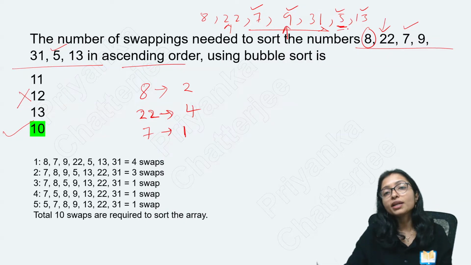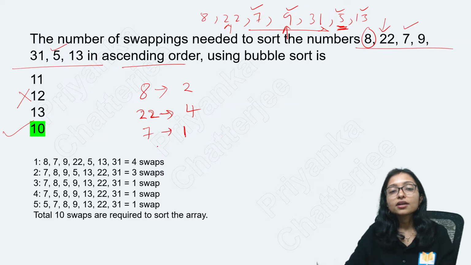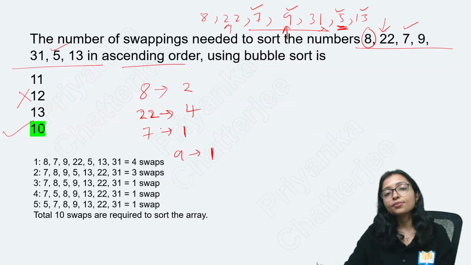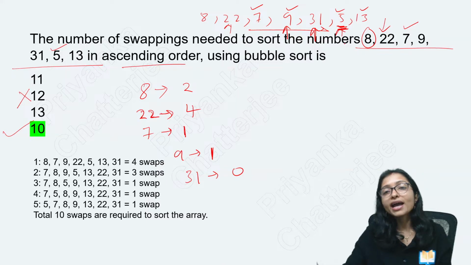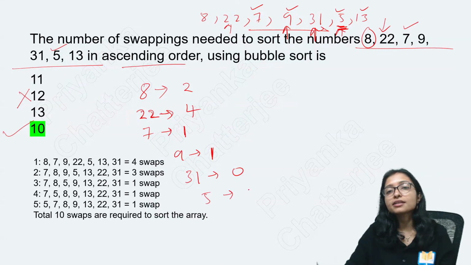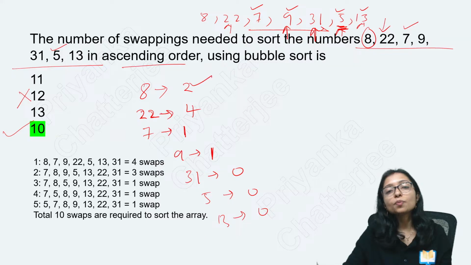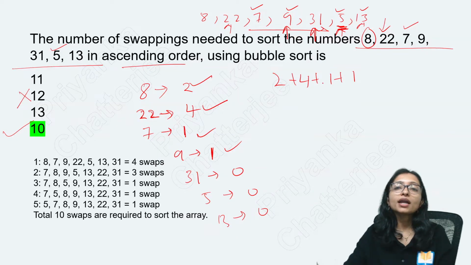For 9, how many elements are less than 9? Only 1 element. For 31, how many elements are less than 31? 0. For 5, how many elements are less? For 13 also 0. So the total is 2 plus 4 plus 1 plus 1. 2 plus 4 plus 1 plus 1. So what are you getting here? 6, 7, 8.